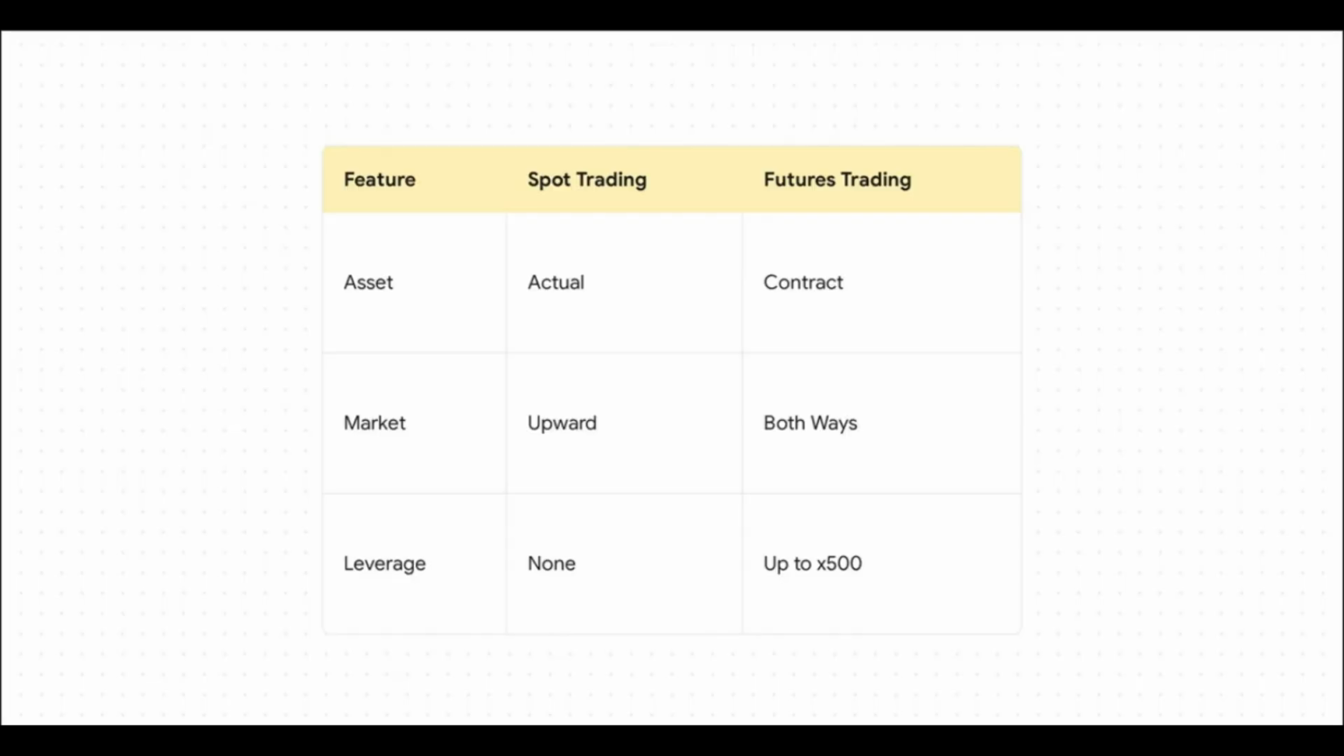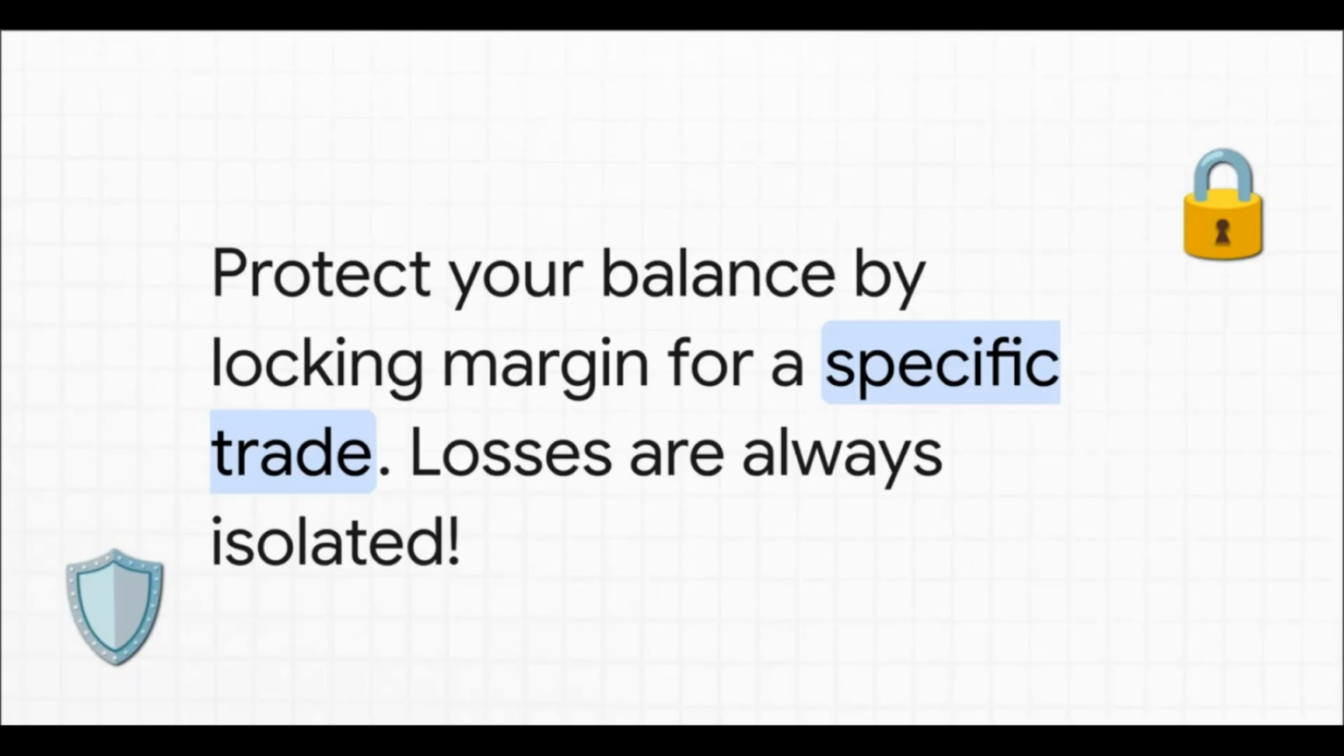Now compare that to traditional spot trading. With spot, you buy and hold the actual asset, and you only win if the price goes up. But with futures, you can profit in both directions. Plus, StormTrade offers leverage up to 500x. That means you can control massive positions with way less capital. But, a quick reality check. With high leverage comes high risk, so you've got to be careful. And because leverage amplifies both your gains and your losses, risk management is absolutely crucial here.